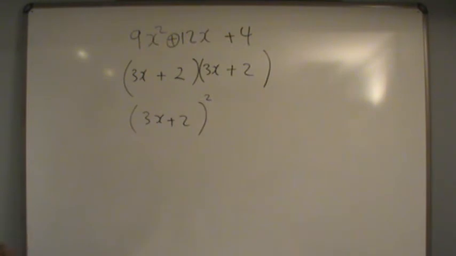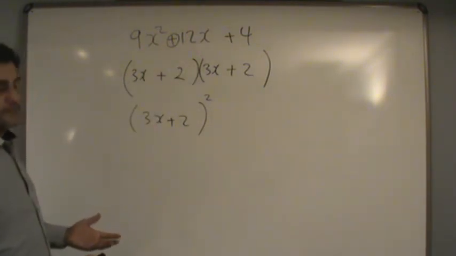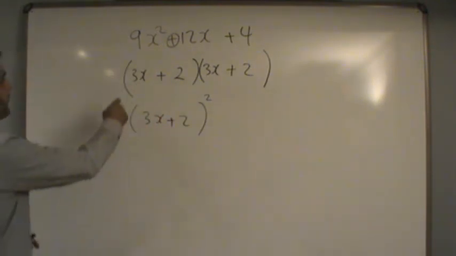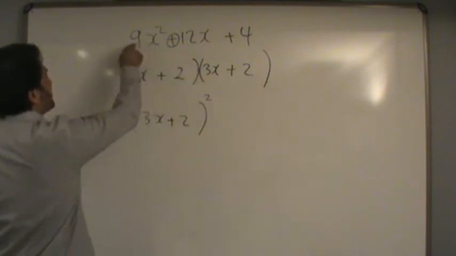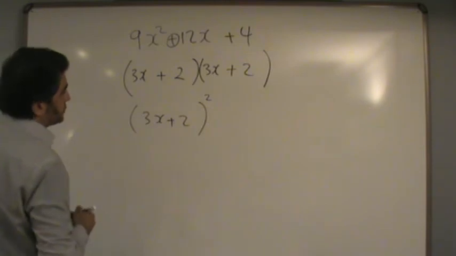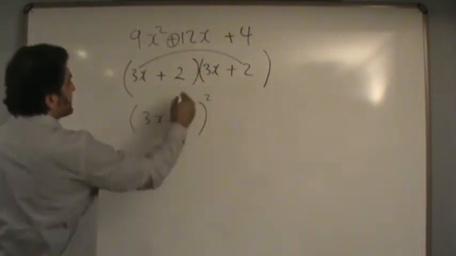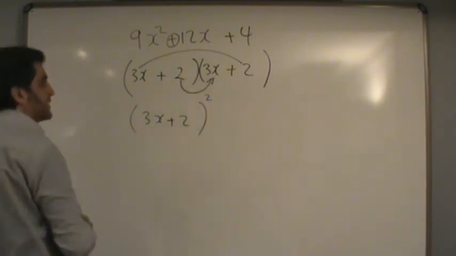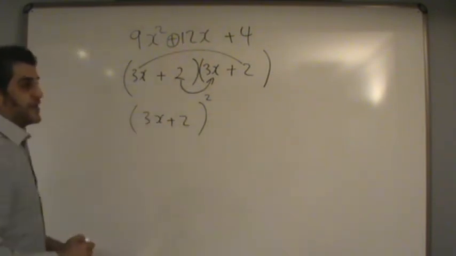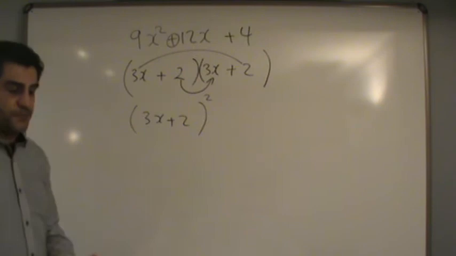Now, you would wonder, so what happened to 12x? Very simple. How would you check that your answer is correct? By expanding. If I multiply 3x times 3x, it is 9x squared, and 2 times 2 is 4. Now, to find the middle term, 3x times 2 is 6x, and then 2 times 3x is another 6x, and 6x plus 6x is 12x. And that's how you satisfy the condition. That's how you check your solution.